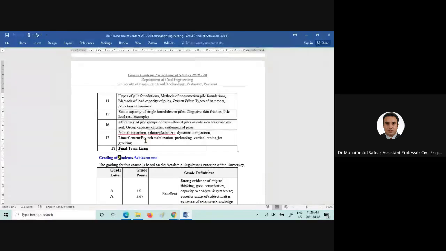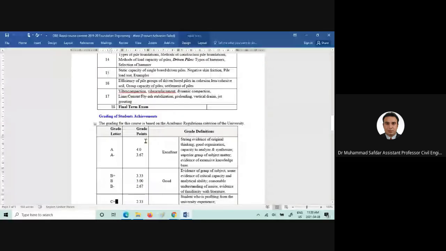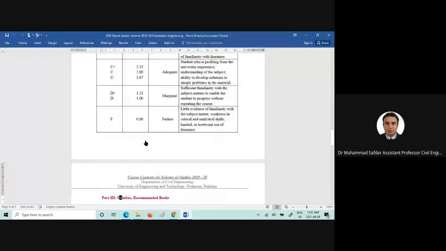Then we will move towards the final term exam. The grading policy is as per the department, that how you will get the A, A-minus, B, C, or D grades. I hope no one gets the F there.